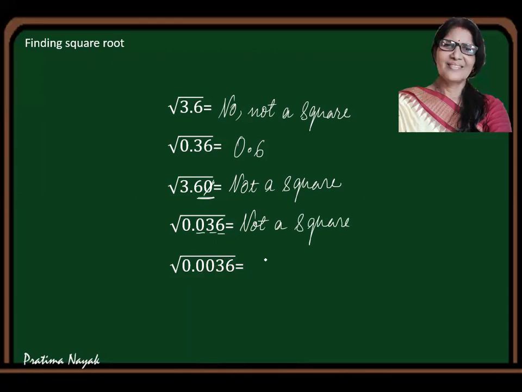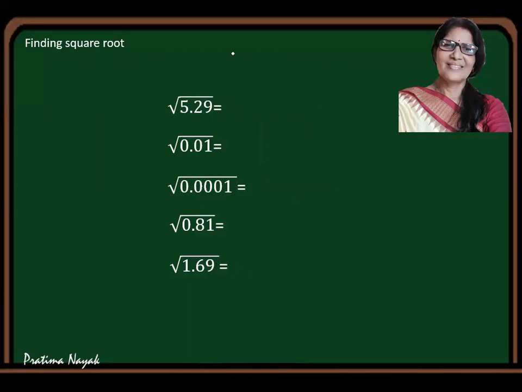And how much will this be? This will be 0.06. It will be 6 digits, 0.000036. What will be the square root? It will be 0.006. 5.29. Okay, please practice yourself.